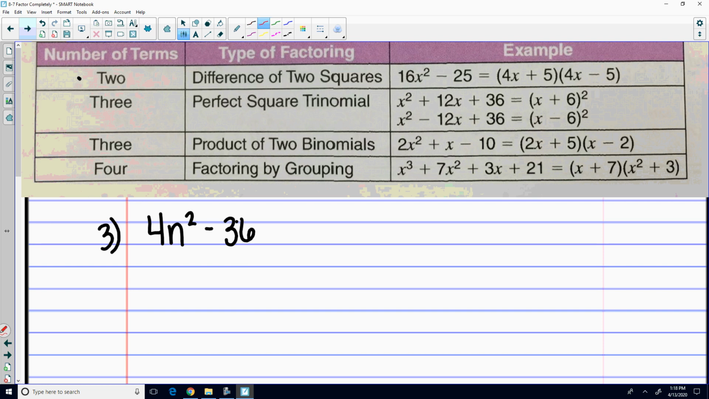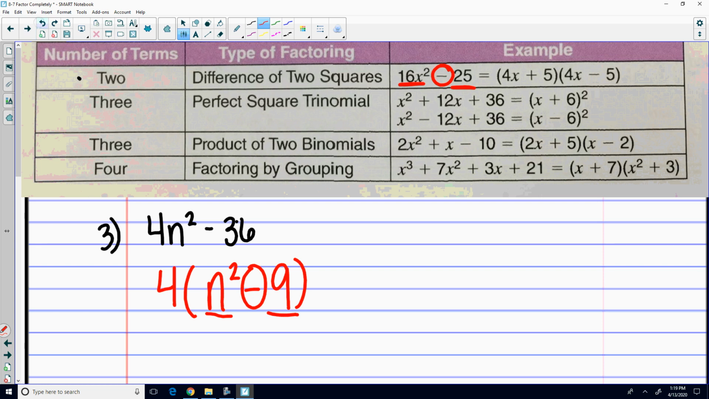All right, so first things though, I want to check if I can pull anything out. Well, 4 and 36 do share a factor of 4. So I'd have n squared minus 9. All right, let's see if it works with this difference of 2 squares. So it has to be a perfect square, and it is. And it has to be a perfect square, and it is. And it has to be a subtraction sign, and it is.